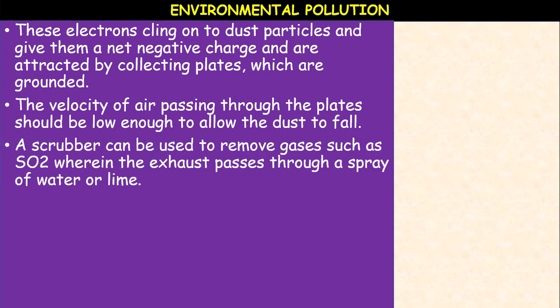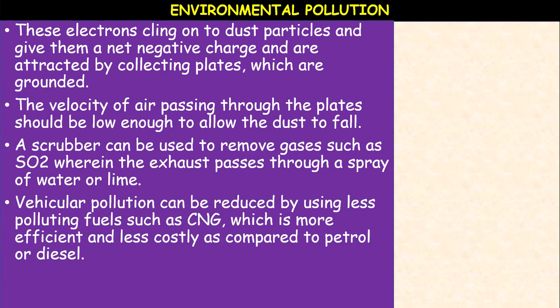And scrubbers. A scrubber is a device that can be used to remove gases such as sulfur dioxide, wherein the exhaust passes through a spray of water or lime. So, scrubbers and electrostatic precipitators are used: electrostatic precipitators to settle the particulate matter, and scrubbers to remove harmful gases like sulfur dioxide.